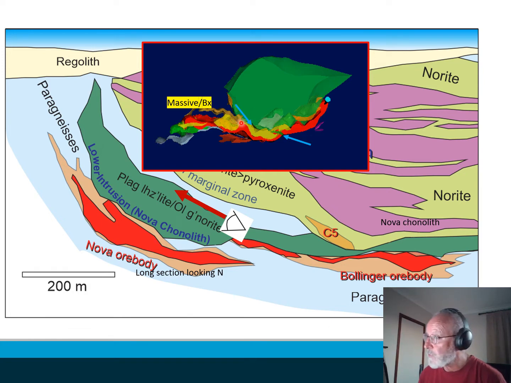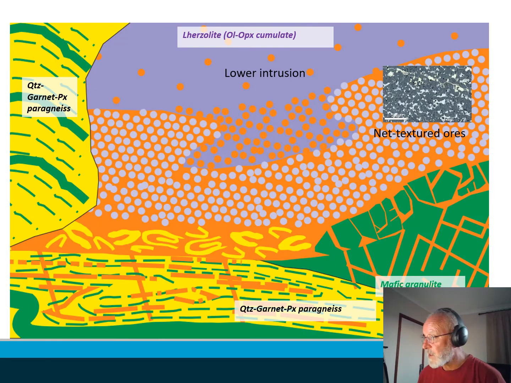The system has been deformed, and part of this displacement of the sulfides away from the intrusion is probably to do with the intrusion being sheared off the top. But as we'll see, a lot of it is also primary magmatic. So let's have a look now.